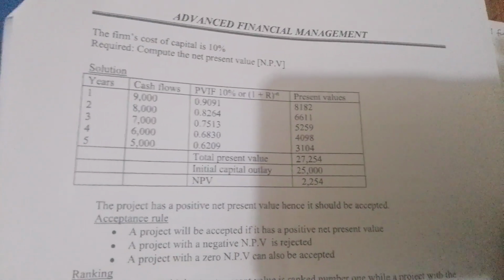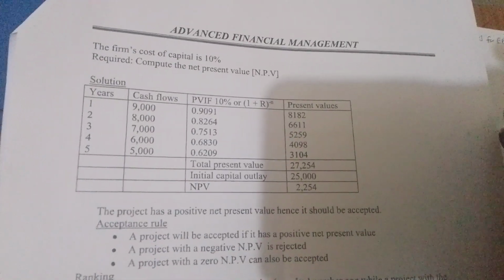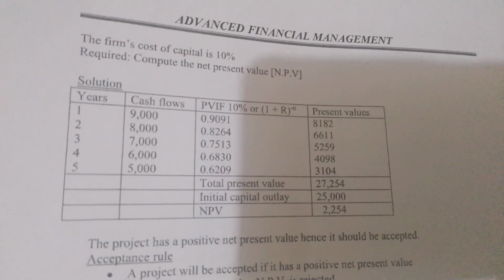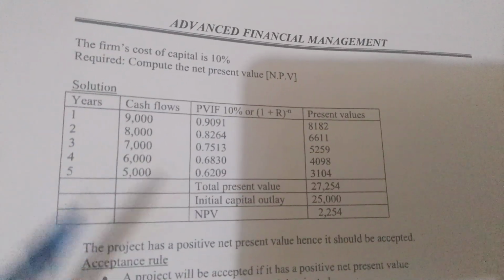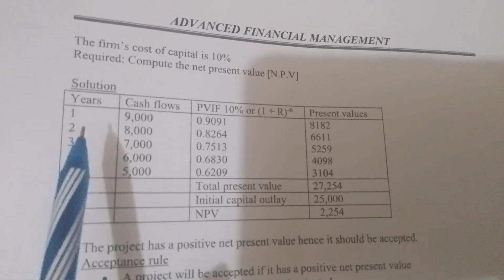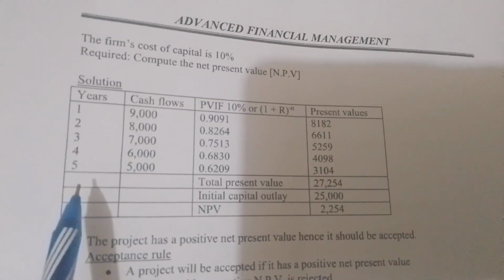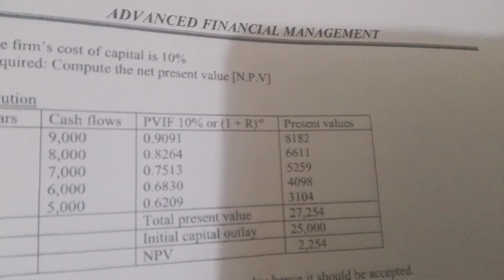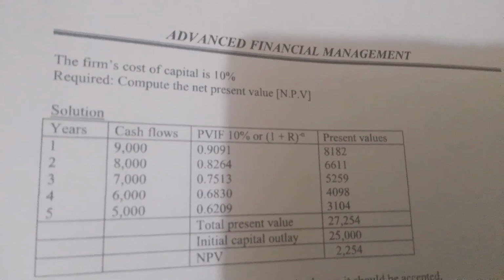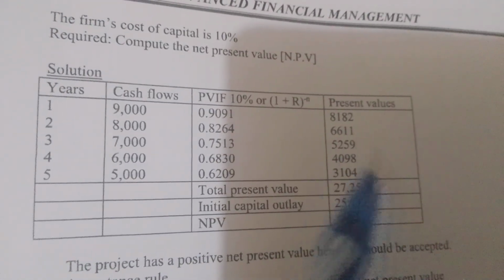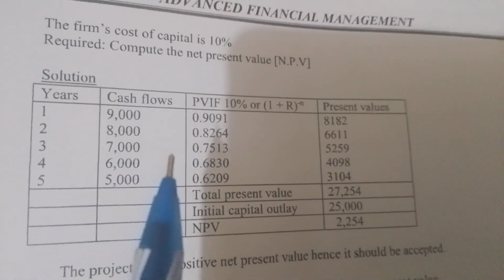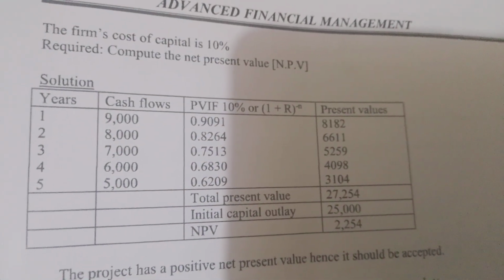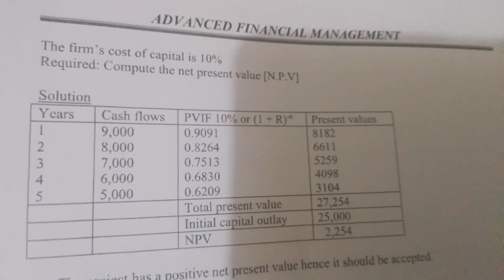As I started by telling you, the number of years will be provided, and the number of years have been given here. So we have year 1 up to year 5. That's like the expected life of that particular project. Then cash flows have been given. The cash flows we have are 9,000, 8,000, 7,000, 6,000, then 5,000. Those are expected cash flows.